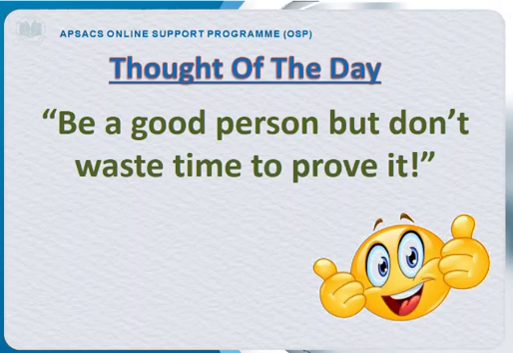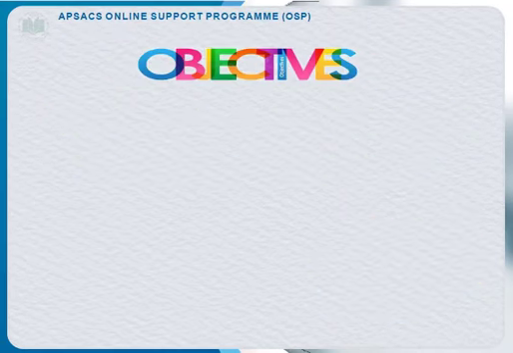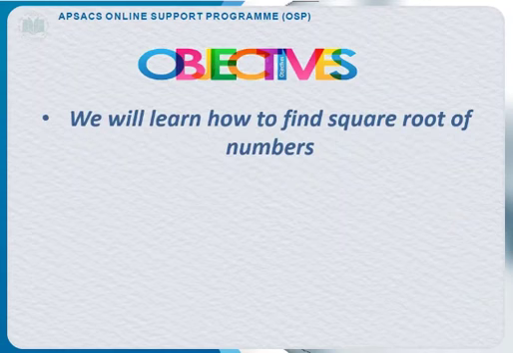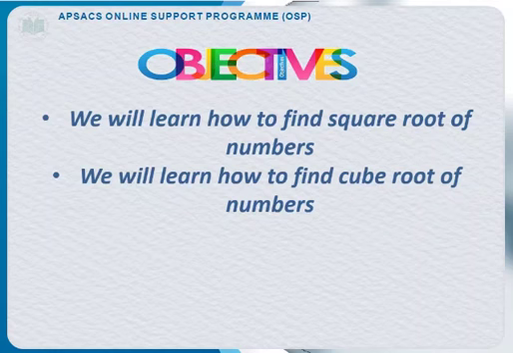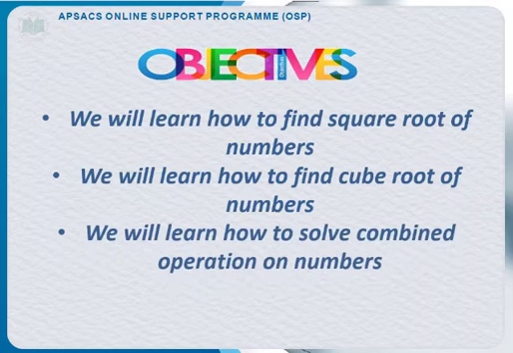Thought of the day is be a good person but don't waste time to prove it. It means do good things but do not prove yourself in front of others. Our today's objectives are: we will learn how to find square root of numbers, we will learn how to find cube root of numbers, we will learn how to solve combined operation on numbers.